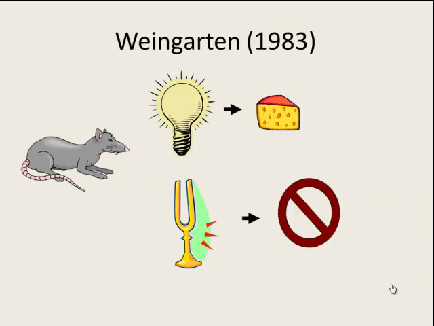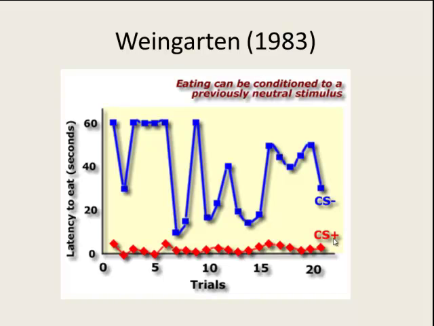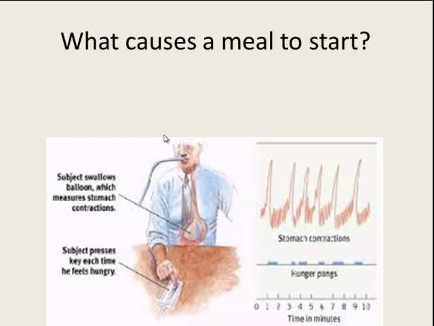So here's just a very simple experiment. Got a rat. Show one stimulus, give them cheese. Show another stimulus, and they don't get cheese. Light, cheese; metronome, no cheese. And then you look at how fast they eat when a stimulus is presented. So the CS plus, you present the light that was associated with cheese, and the time it takes them to go get food, very short. The CS minus, that was associated with no food, and the time is much less. It's a classical conditioning response to go get food.